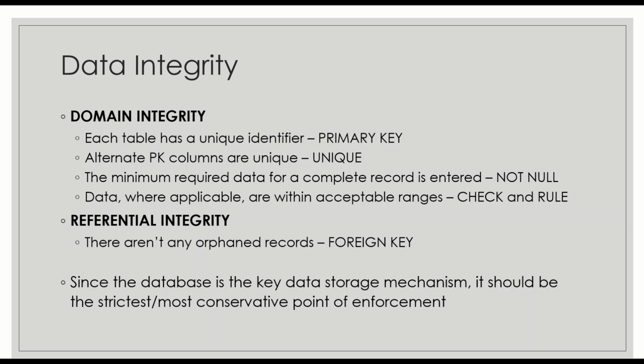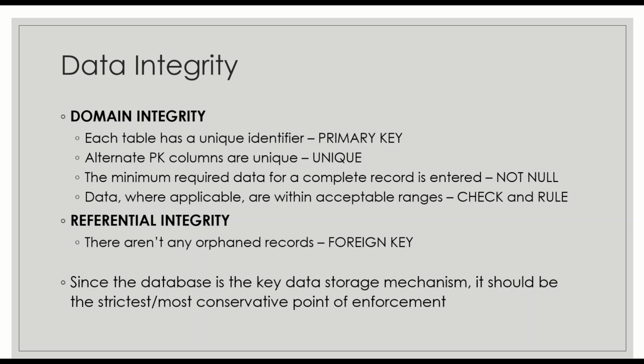We may also have other key columns. We call them alternate primary key or unique columns, and we can use the keyword unique to denote that in our table. We want to make sure that minimum required data for a complete record is entered, so we want to try to avoid leaving null as values in various fields or columns whenever possible. And in order to enforce a rule where you can't leave a null, we use the not null constraint.